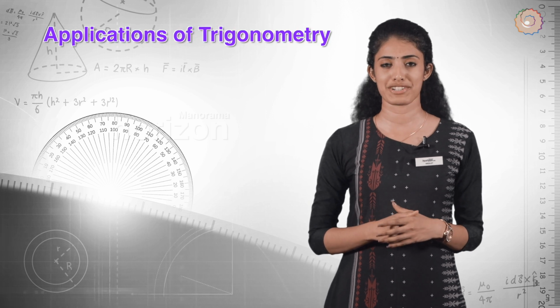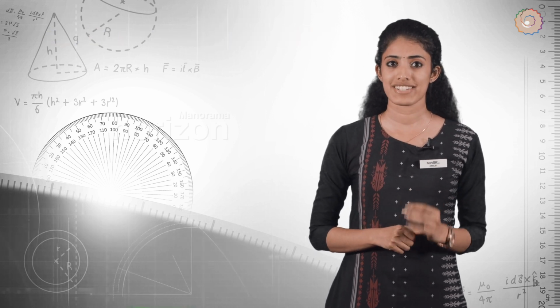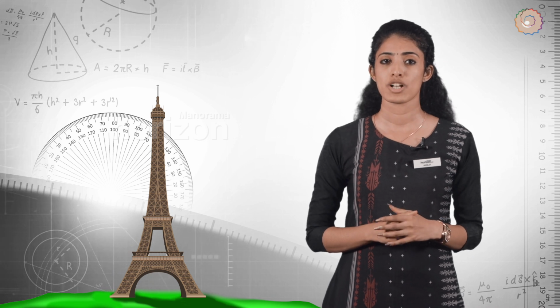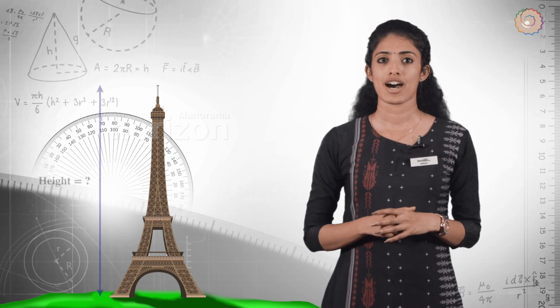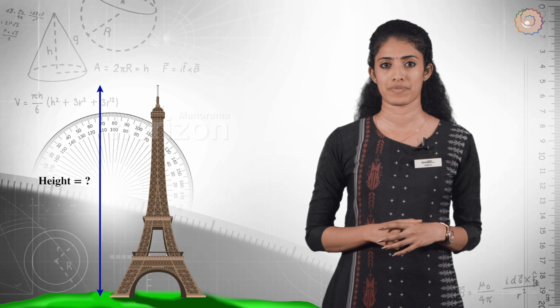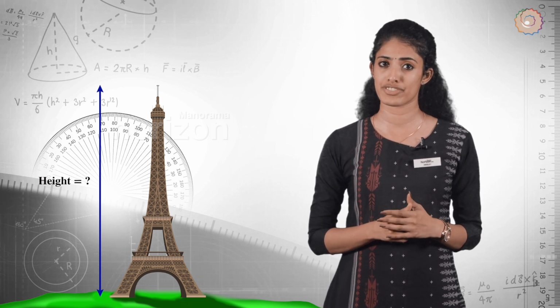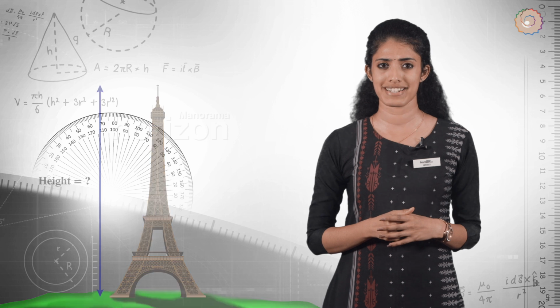Let us discuss the applications of trigonometry. Think of a situation where you're in front of a huge building like the Eiffel Tower in Paris, which is the world icon. How would you measure the height of the tower? Would you just go to the top of the building and then drop a rope and measure the length of the rope? It's not convenient, right?